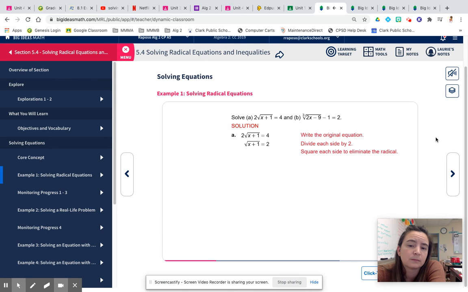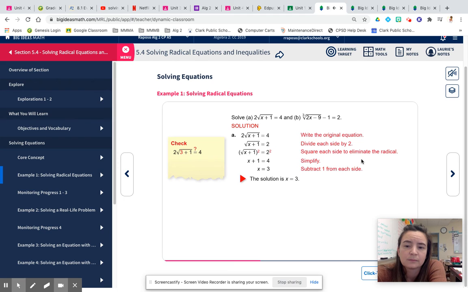Square each side to eliminate the radical. The quantity, the square root of x plus 1 squared, equals 2 squared. Simplify. X plus 1 equals 4. Subtract 1 from each side. X equals 3. The solution is x equals 3. Check whether 2 times the square root of 3 plus 1 equals 4.